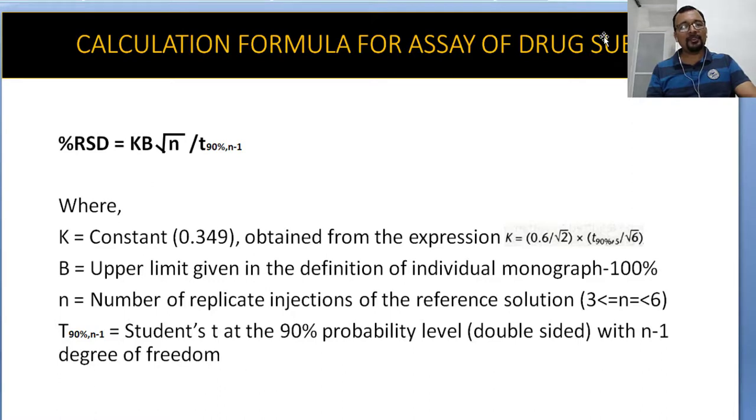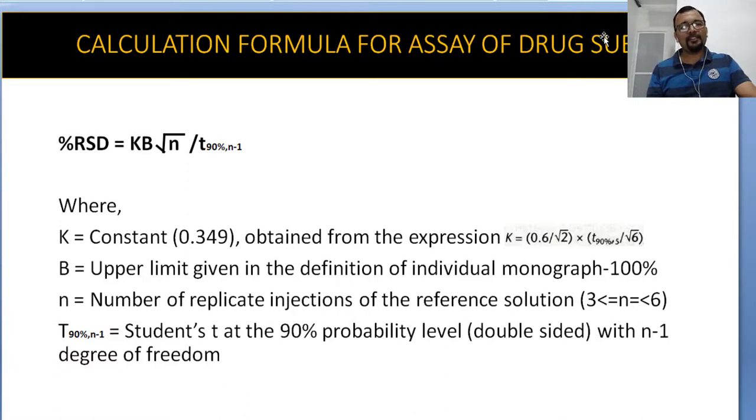Now let us also understand what is the calculation formula given in USP general chapter 621, and here is the calculation formula for percent RSD. So percent RSD is equal to K B root n divided by Student's t at the 90% probability level with n minus 1 degrees of freedom. The value of K is 0.349 and the value of B is very important as far as the percent RSD calculation is concerned. And what is the B? B is equal to the upper limit given in the definition of the individual monograph minus 100%.